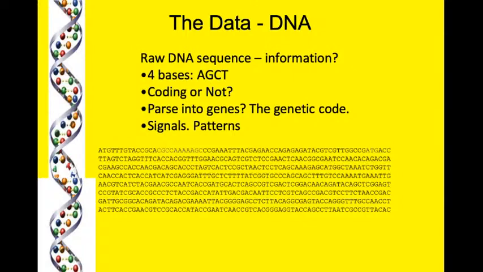So data in the DNA case, raw DNA sequence information we need. Four bases are required, A, G, C, T, whether they are coding or not, whether they're parsing into the genes, genetic codes, and the signals and patterns at the end of the studies. So like here in this case, we are concerned with this A, T, G, and this C, G, G, C, A, G, G, C.